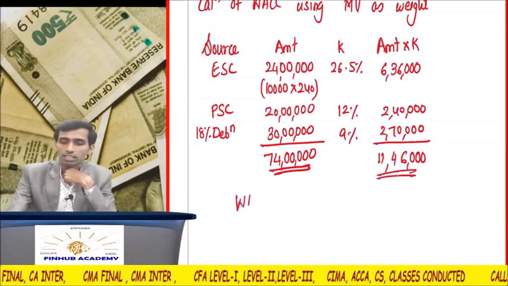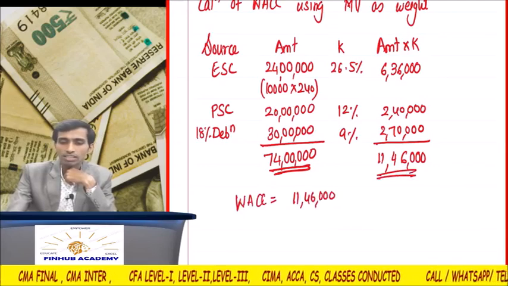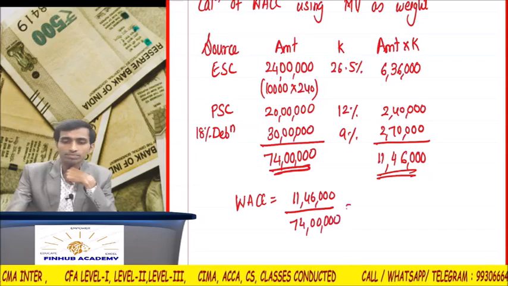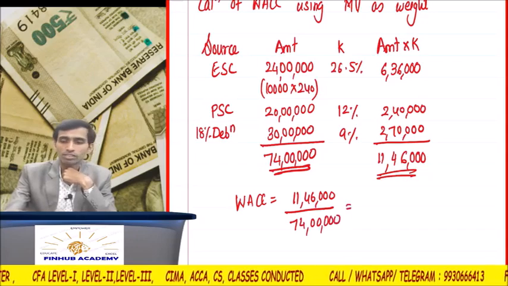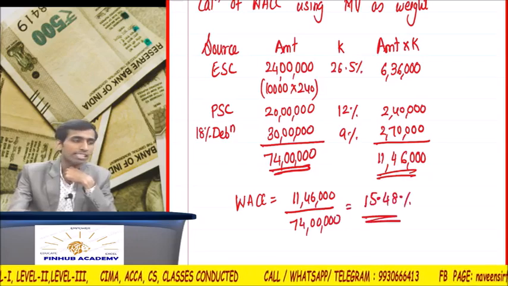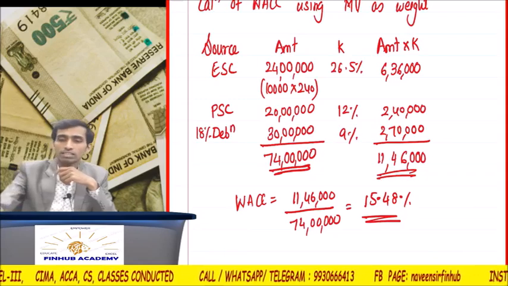11 lakh 46,000 total divided by 74 lakhs. How much? 15.48%. Is it correct? 15.48%. Okay.